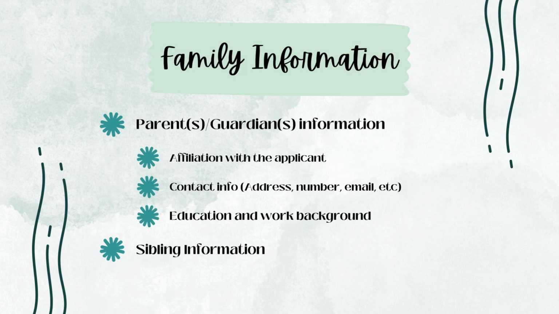For the family information section, I would recommend actually sitting down with your parents, and if you have siblings, because you may not know all this information, or at least writing it down with them. For your parents or guardians, you'll need to list what their affiliation is. Is it a mother? Is it a father? Is it just a guardian? Is it a stepfather? Again, what is your affiliation with your parent or guardian? Their information is the same as before: address, number, email, etc.